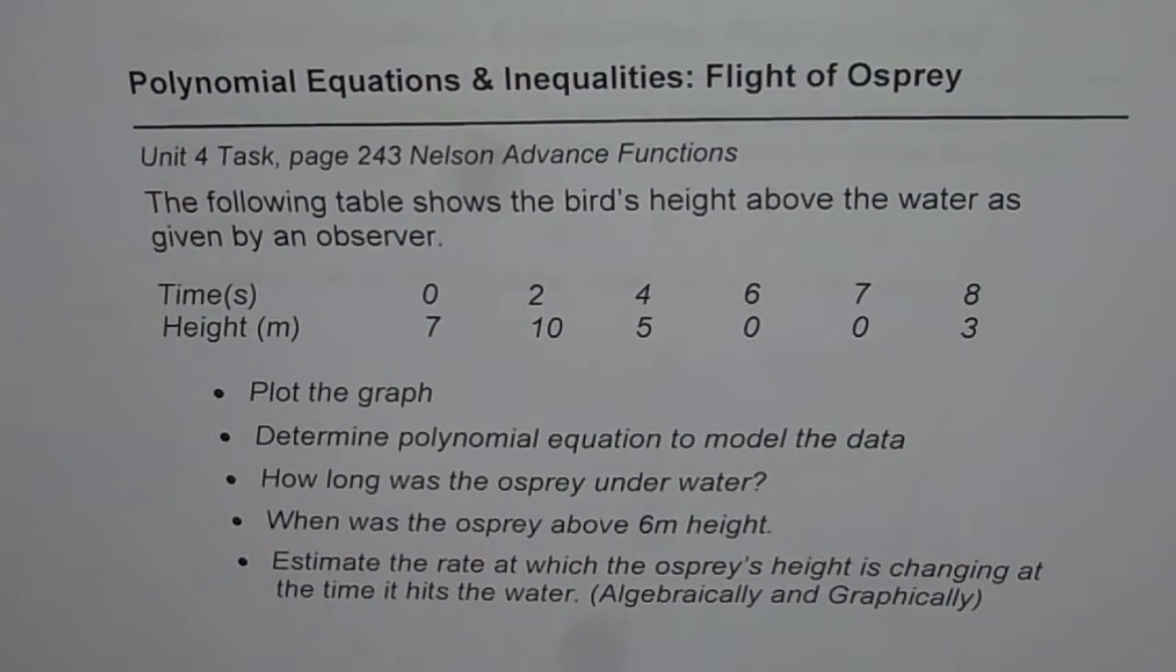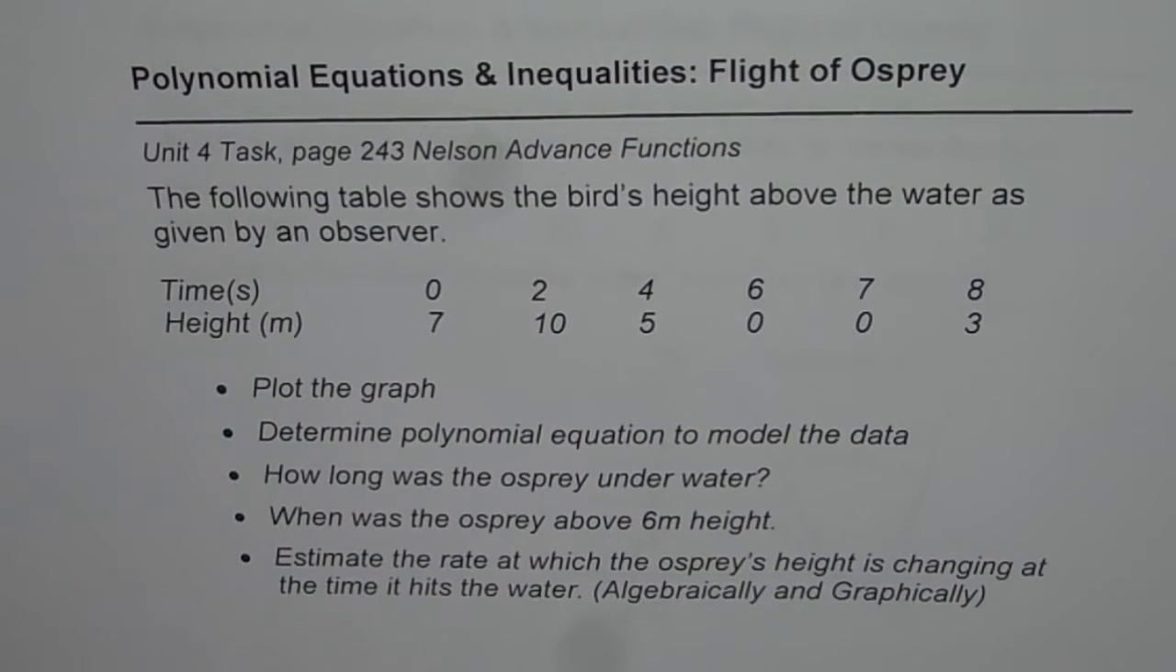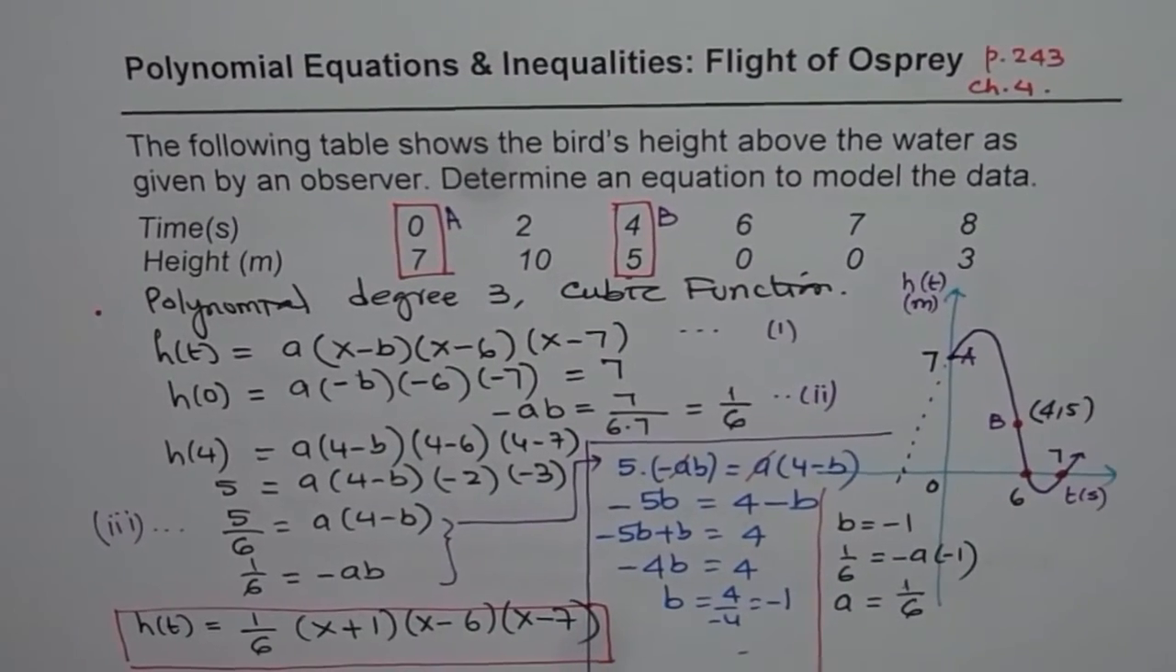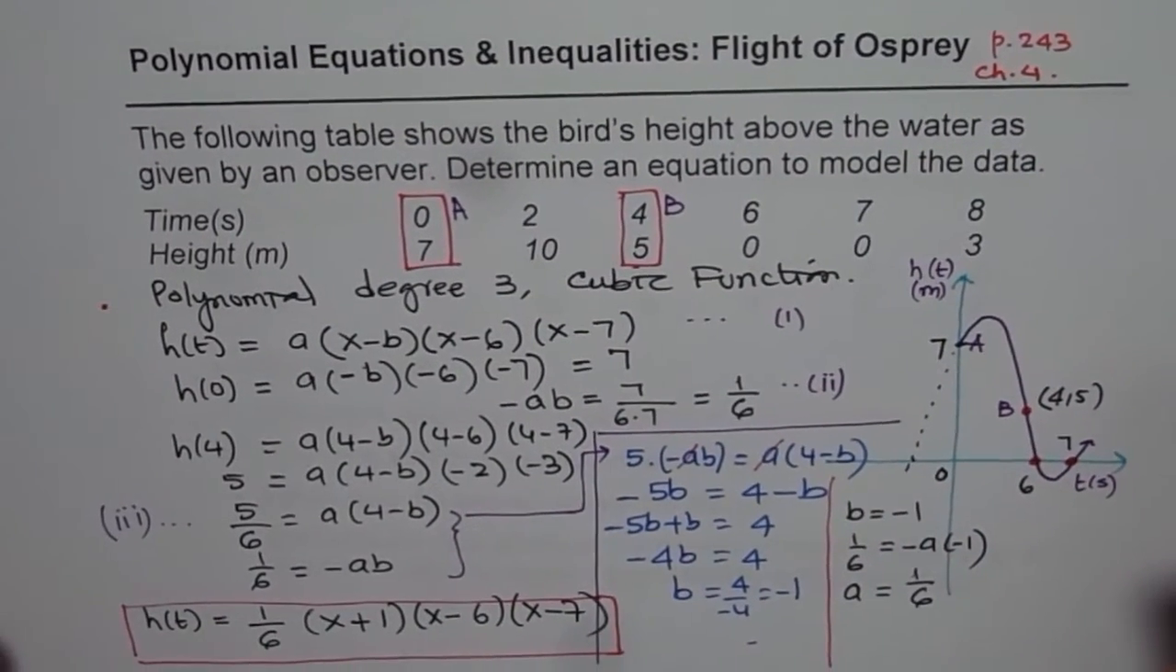So what we did initially was that we didn't really plot the graph, but we found the equation first, right? So we did part 2 of this, that is, determine the polynomial equation to model the data. And here is the portion which you can see and relate to. So this is how we did it.